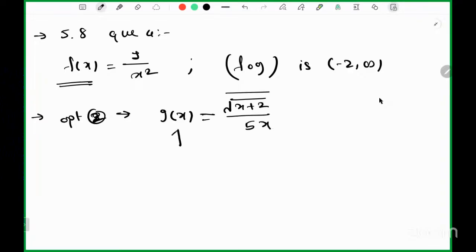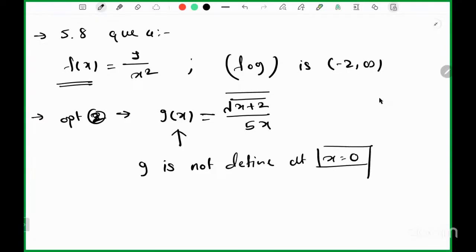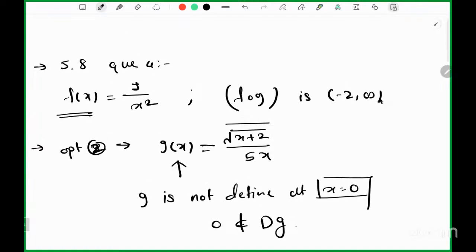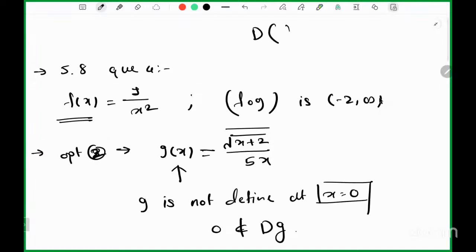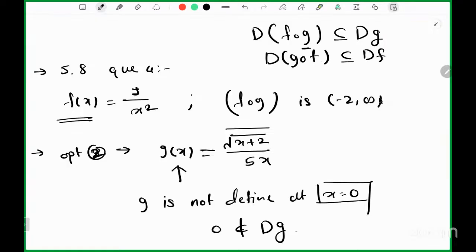So here you can easily see that g is not defined at x equals 0, so obviously 0 is not in the domain of g. We know that the domain of f composition g is a subset of domain of g, and the domain of g composition f is a subset of domain of f. Why is this so? Because first we have to apply g on x and then apply f on g of x. If g is not well defined at x, then g of x does not make sense. That's why the domain of f composition g is a subset of domain of g.